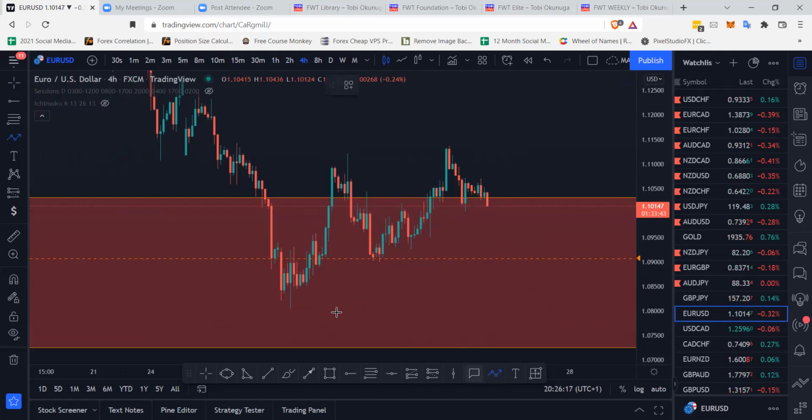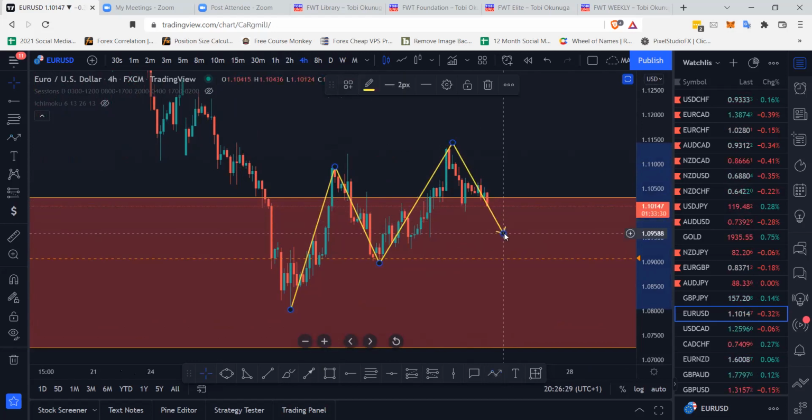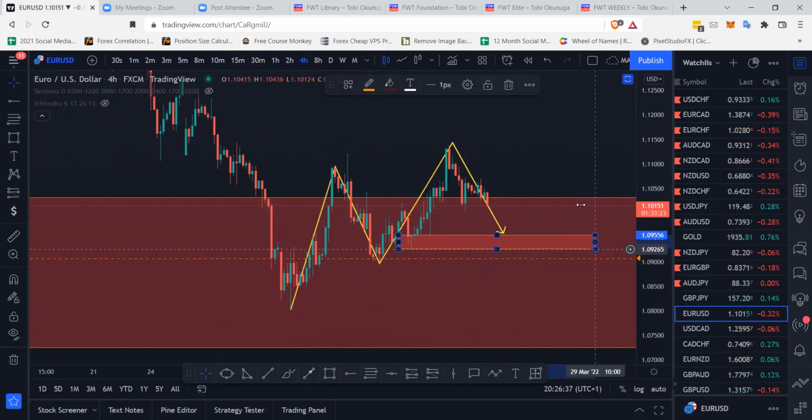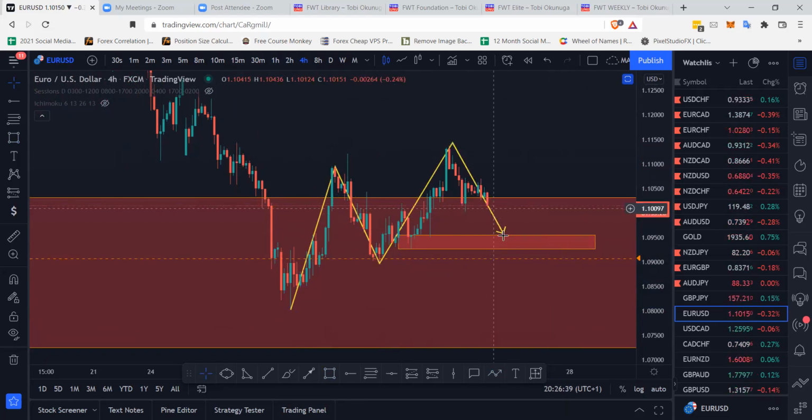On the 4 hours, you can easily see this move here. This is a break of structure. So you want price to retrace into a demand zone. So possibly this is the best one here. When price comes into this zone, you want to find a buy setup on 15 minutes.